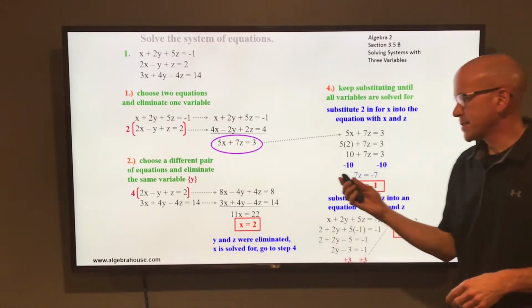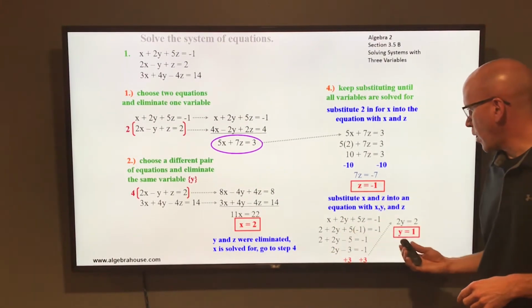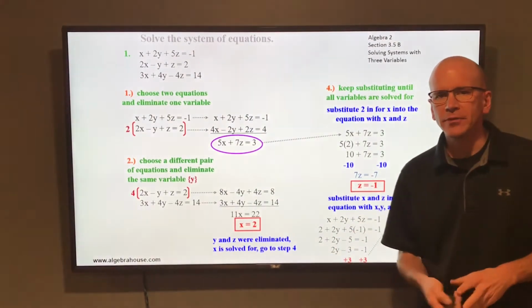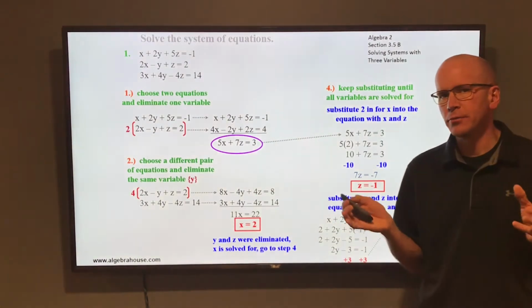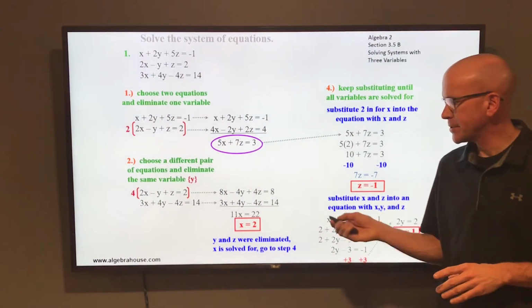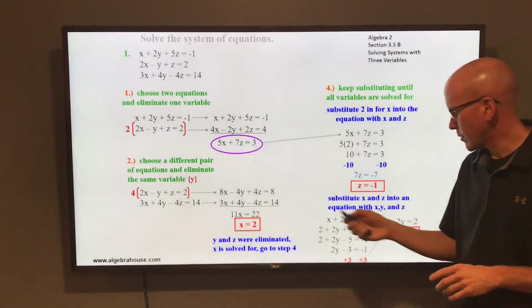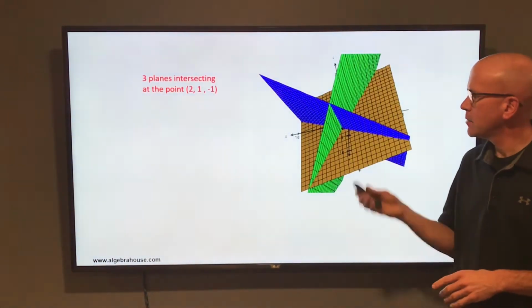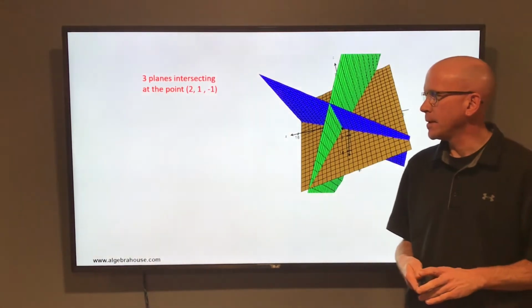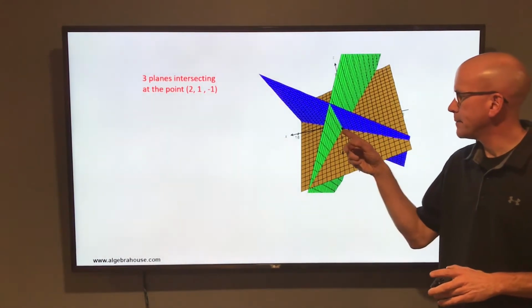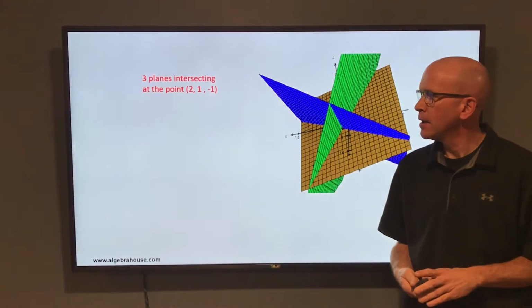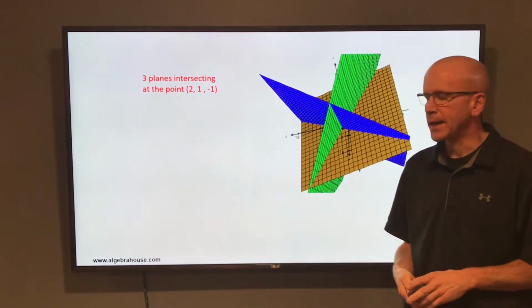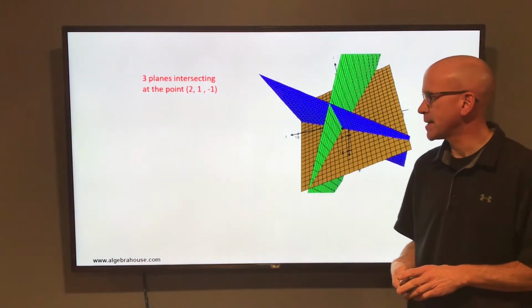And on this last system of equations, we have 2, 1, negative 1 as the point of intersection of those three planes. You may wonder, what do three planes look like intersecting at one point like that with coordinates of 2, 1, negative 1? This is what the image looks like. There you see three planes all intersecting at one point, and that point has coordinates of 2, 1, negative 1. x is 2, y is 1, z is negative 1.